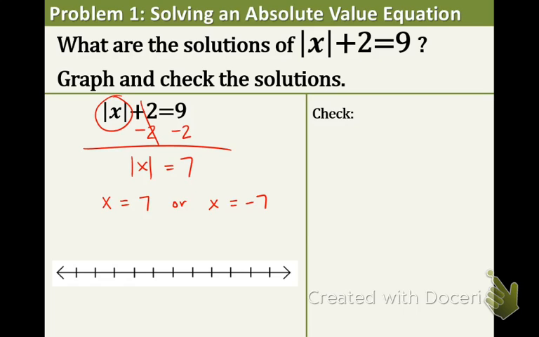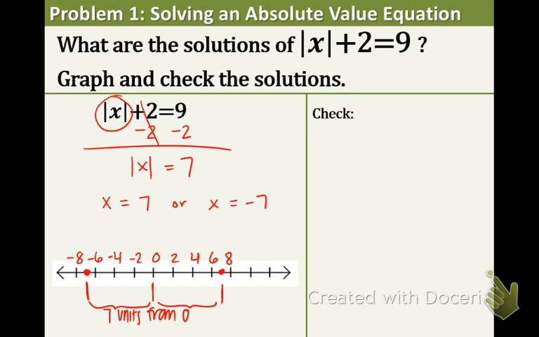So let's go to the number line now. Label by 2's. And we're going to plot the points negative 7 and positive 7. And as you can see on this number line, those two numbers are 7 units from 0. Both of them are, but just in different directions.